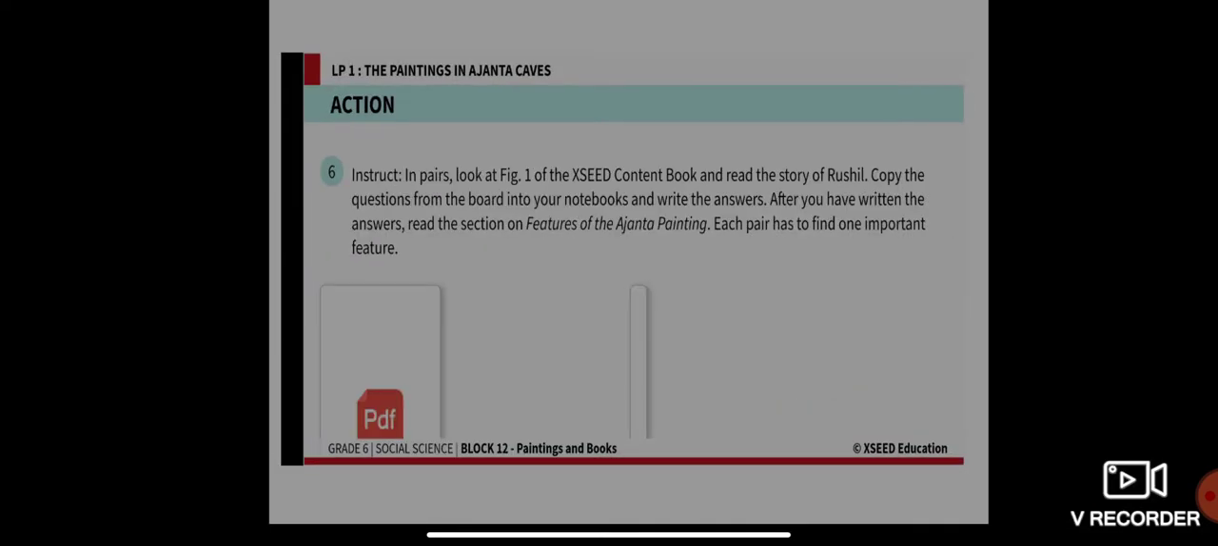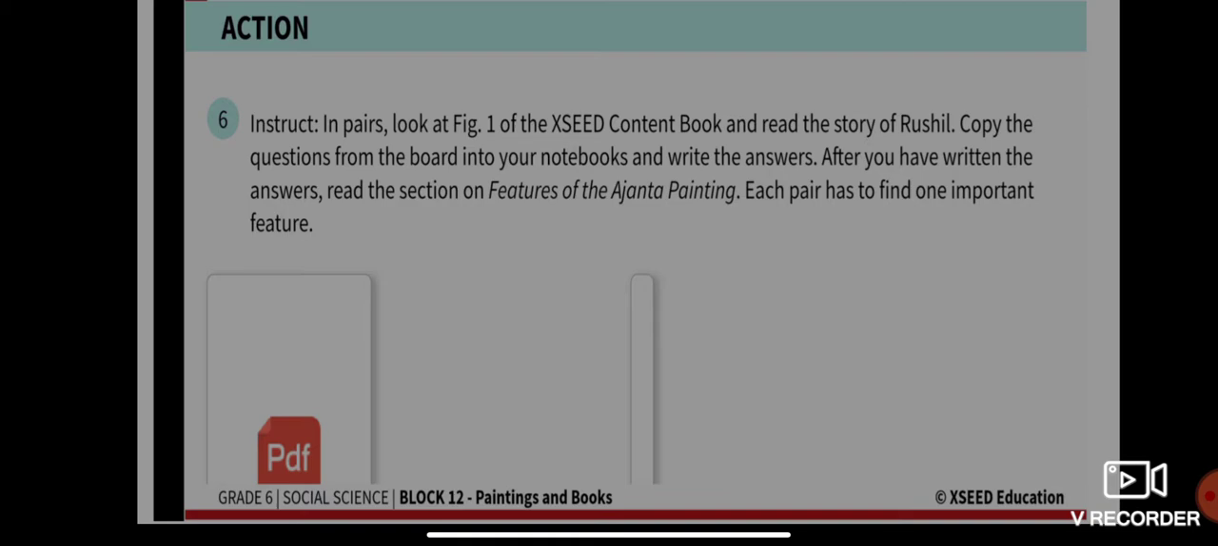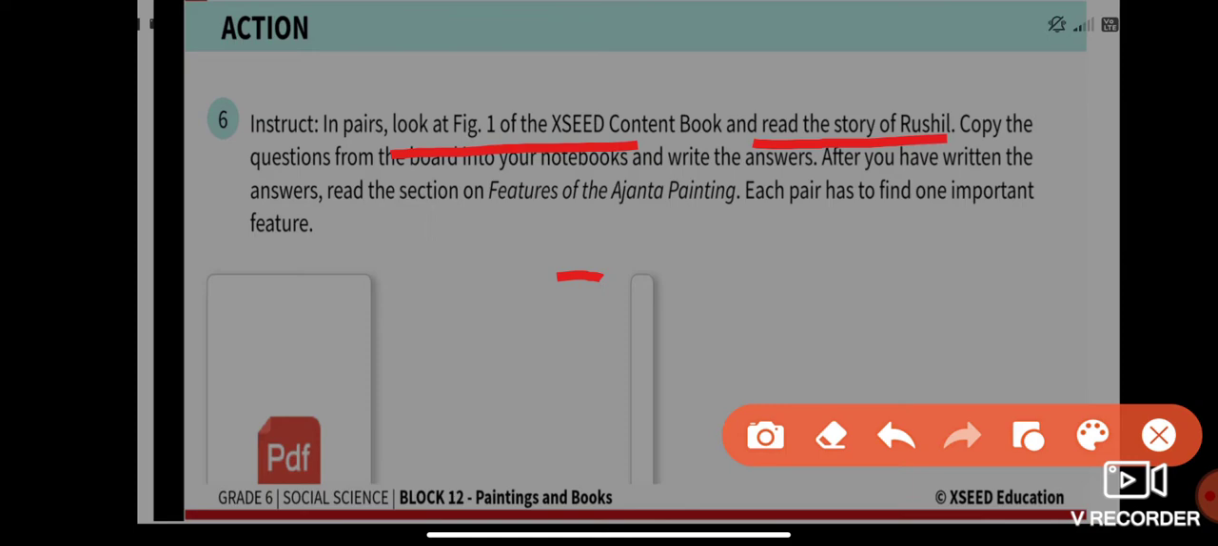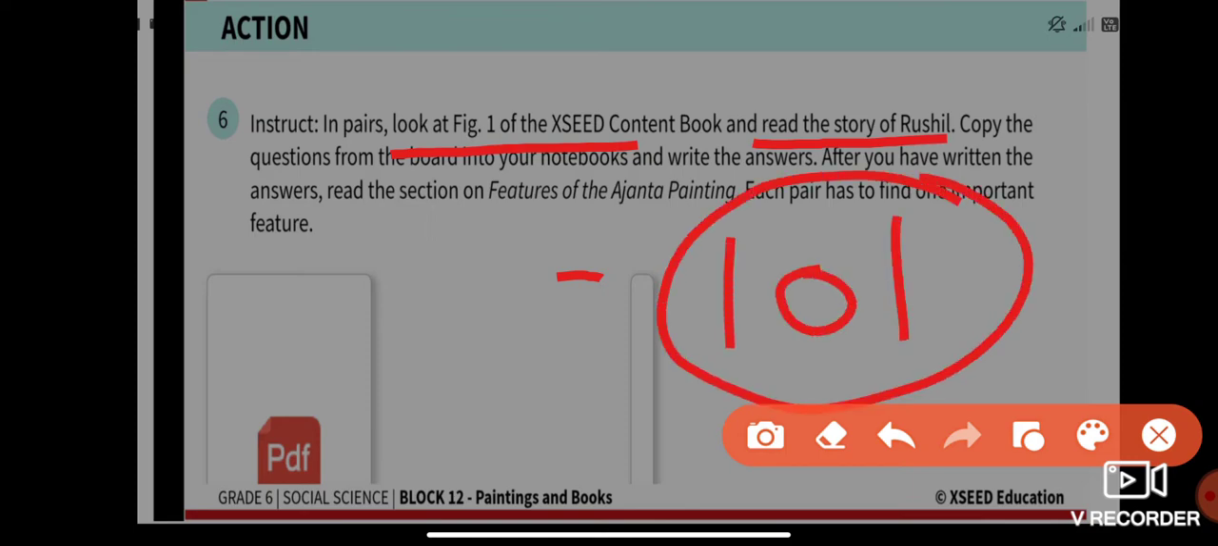Please go through figure 1 of your exit content book. Look into your content book, figure 1, and also read the story of Rushiel from page 101. Please read the story of Rushiel, and accordingly look at figure 1 from your exit content book.